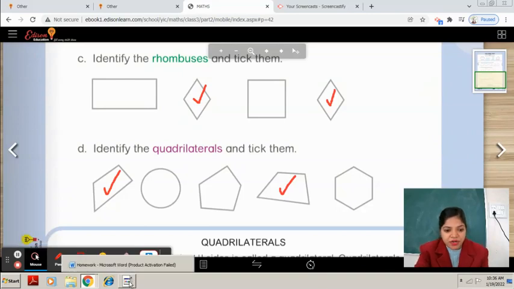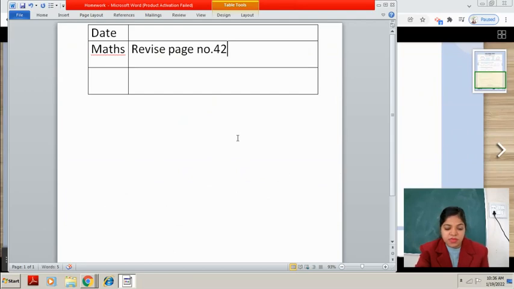Now, take out your diaries. Write down the homework. Revise page number 42. Have you written? Write down. So today you will revise page number 42 which we had done in the class. You will revise it at home, okay? And make this cutout also, okay? You will enjoy and you will learn how to make the cutouts of the shapes.